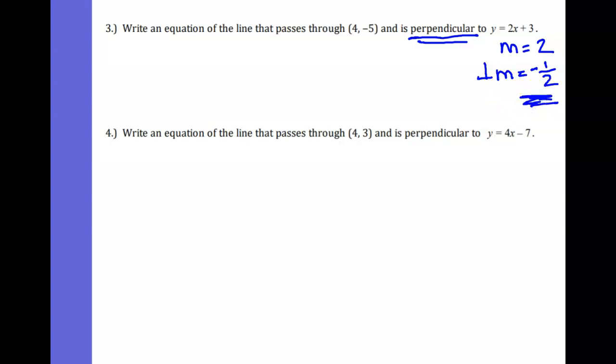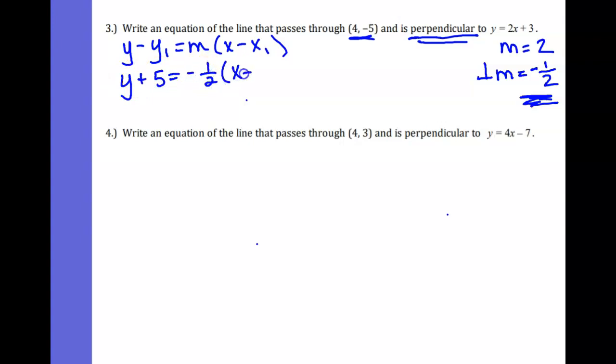All right, I'm going to use this new slope, and this is really important. I have to use this new slope when I do point slope form. All right, so m times x minus x1. So we have this new point, 4, -5. We're going to plug it in. It's y plus 5 is equal to -1/2 times x minus 4.